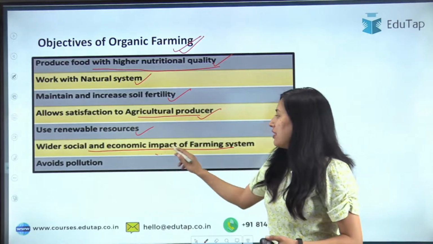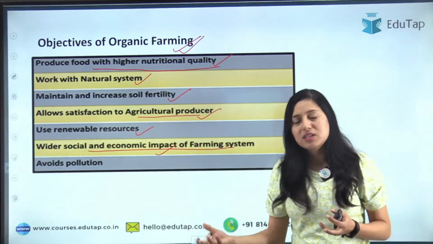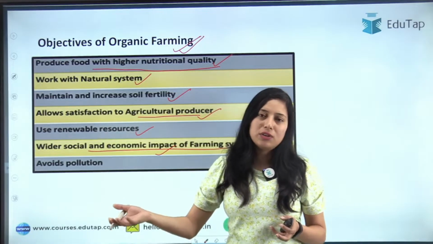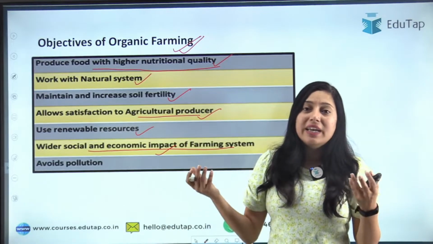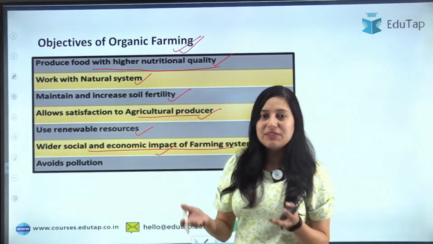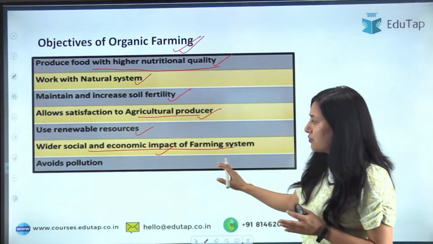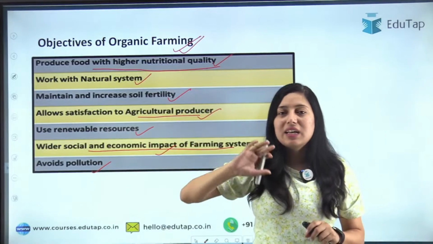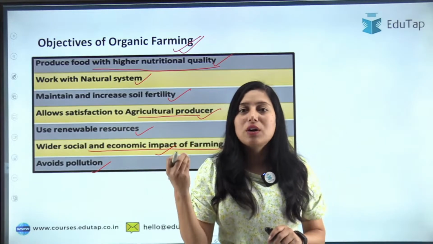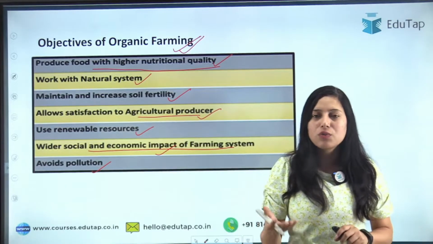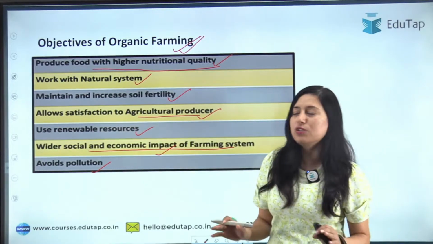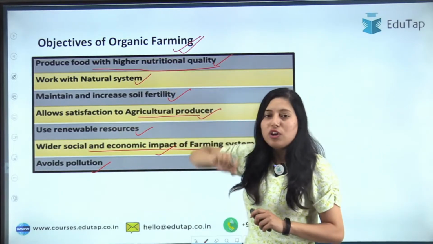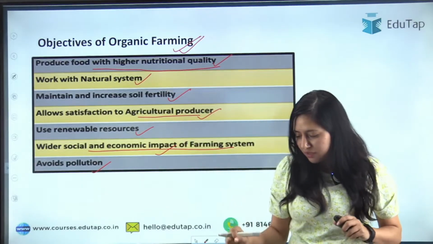So then we have economic impact as well. This organic farming is also helping increase the farmers' living standards by fetching a good price for the product, right? Then we have avoiding pollution. Lastly, the objective of organic farming is to avoid pollution, be it land pollution, water pollution, or air pollution. Any kind of pollution can be avoided through organic farming. Now these are the objectives of organic farming.